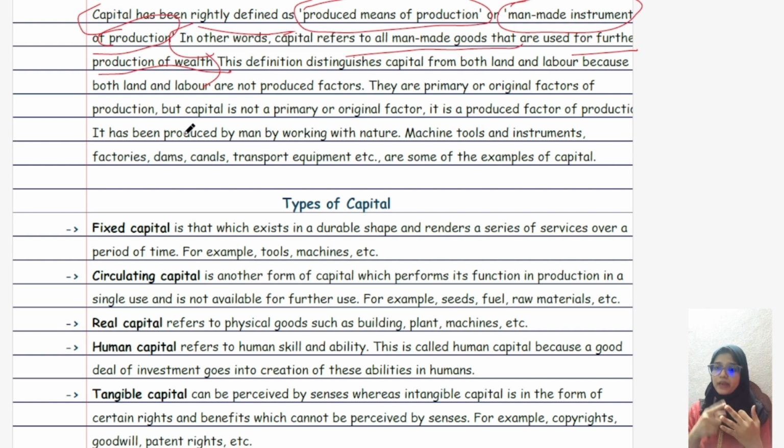Capital is never the primary factor. Capital does not only mean money. Capital may also be in terms of machines, equipment, like your factory or building. You can consider those things as capital also.